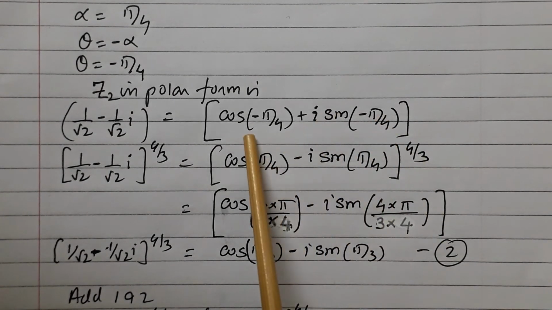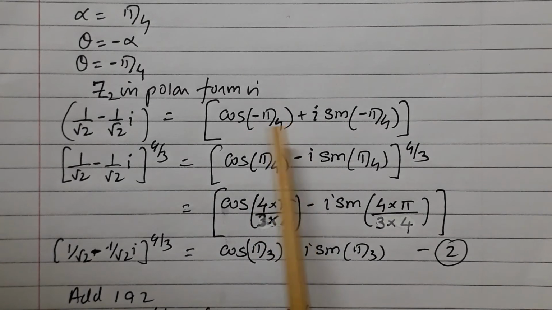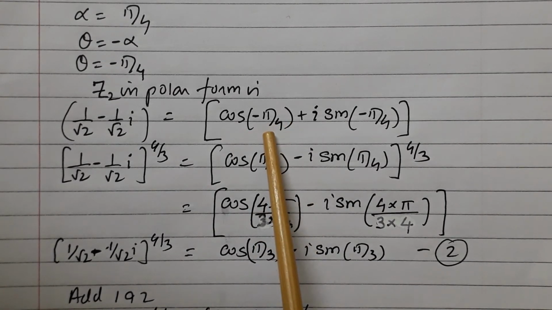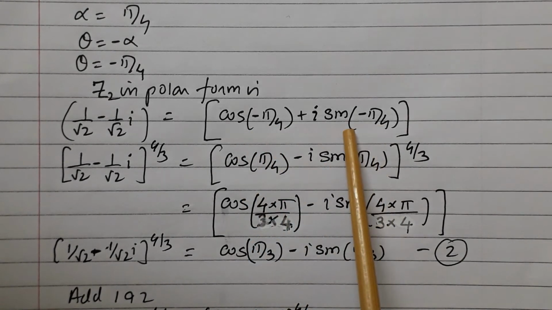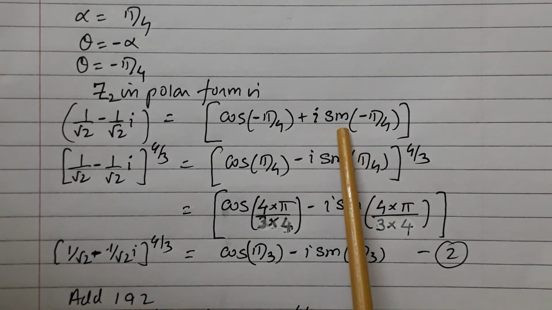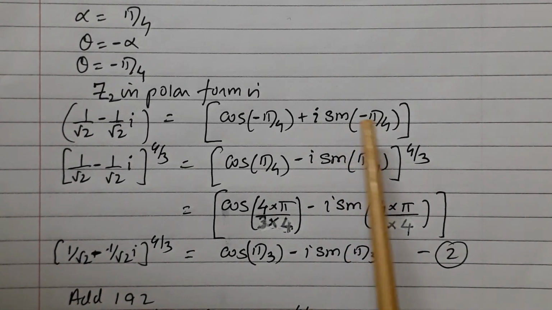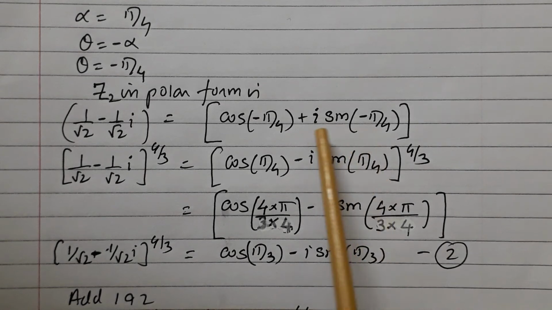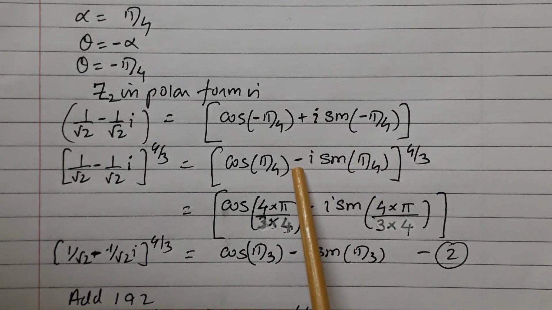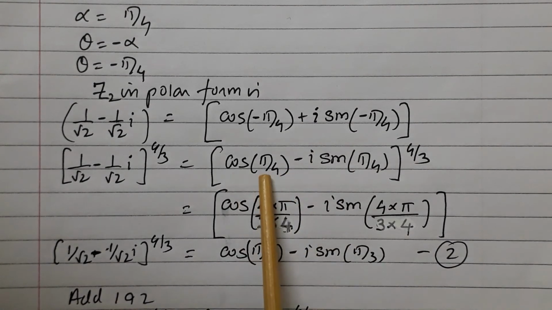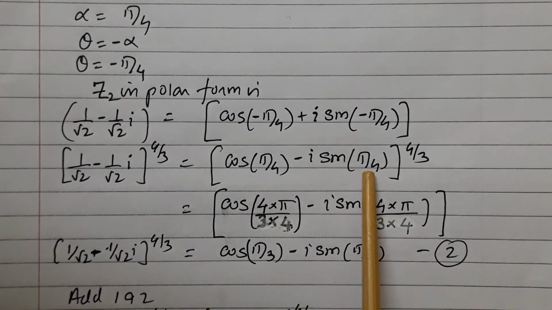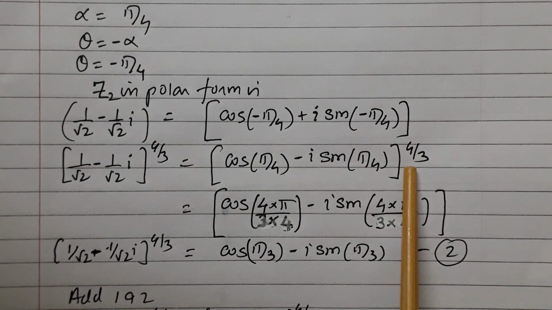Now cos of minus theta is cos theta. So cos of minus pi by 4 is cos pi by 4. Sine of minus theta is minus sine theta. So sine of minus pi by 4 is minus sine pi by 4. So this sign becomes negative because the negative sign comes out. So that is cos pi by 4 minus i sin pi by 4 raised to 4 by 3.